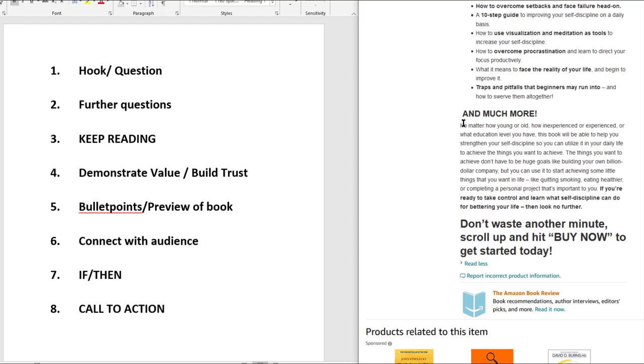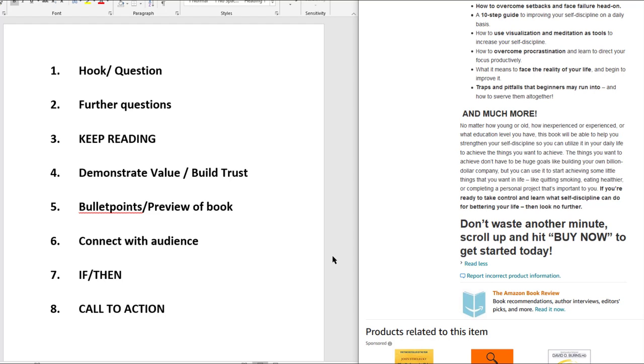In this case, you're kind of showing things that you understand. Things you want to achieve don't have to be huge goals like building your own billion-dollar company, but you can use it to start achieving some little things that you want in life, like quitting smoking, eating healthier, or completing a personal project that's important to you. This is letting them know that these aren't lofty goals. This is a book for everyone. I understand as the writer that self-discipline doesn't have to be creating something huge. It can be just the day-to-day. It makes the book a bit more accessible to the average reader.